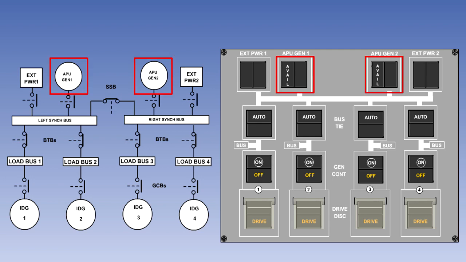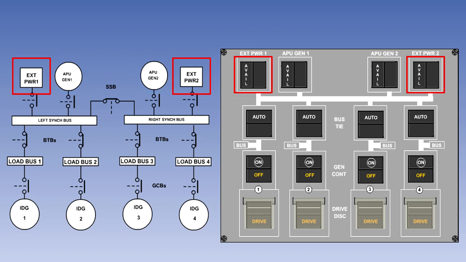If the APU is running and the outputs from its generators are satisfactory, available lights will be illuminated in their switch lights. Similarly, if external power cards are connected to the aeroplane and their output voltages and frequencies are satisfactory, available lights will be illuminated in their switch lights.